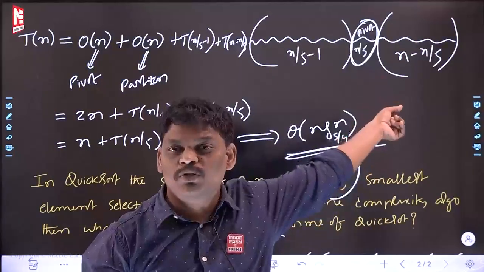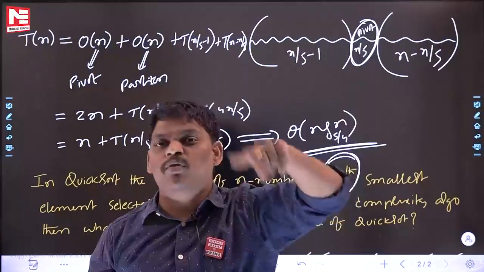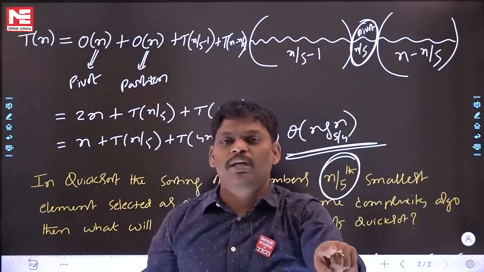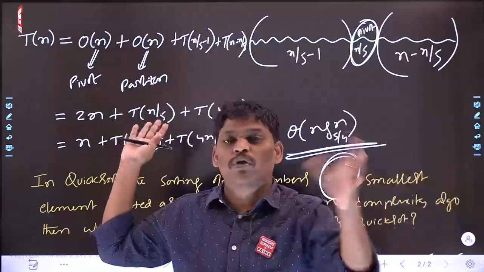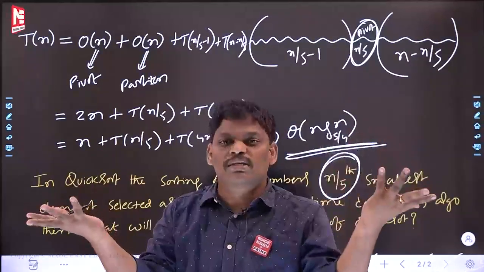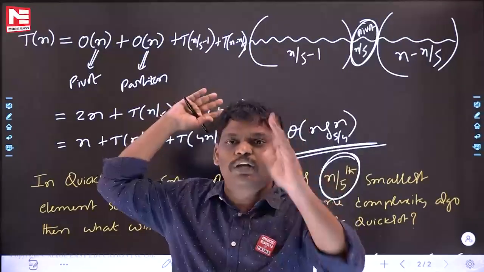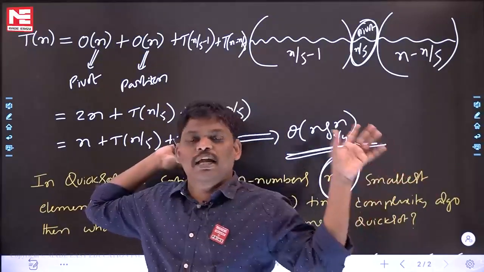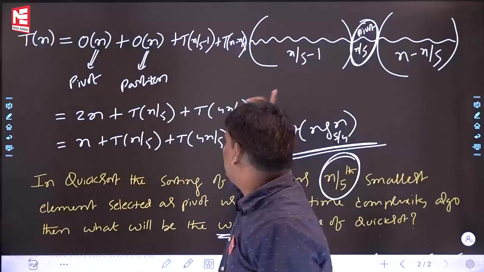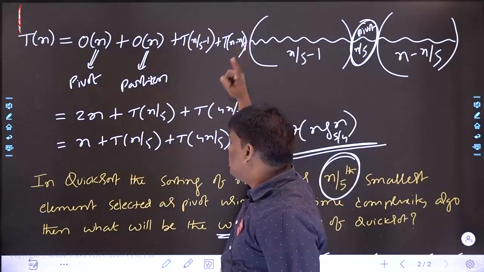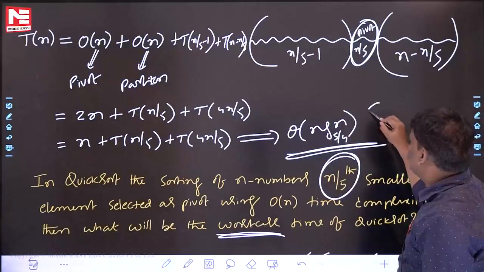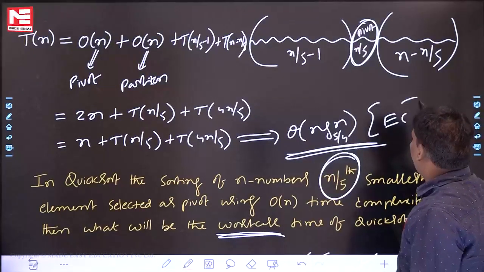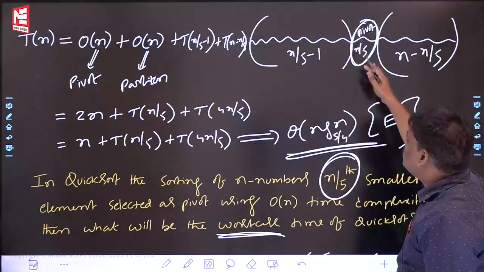Here only one possibility. The n by 5th smallest element will go to n by 5th place only. Means only one division. More divisions, more answers; one division only. If this division only is there, this answer only is there. Can you say it's the best case or worst case or every case? Every case. Not only worst case, every case, because one division, one answer.